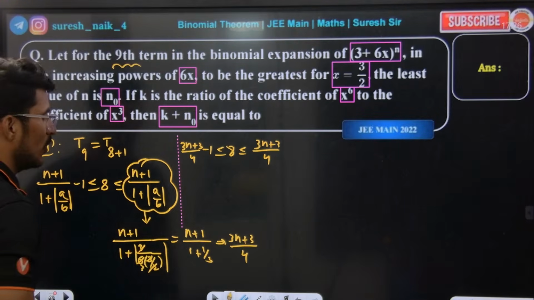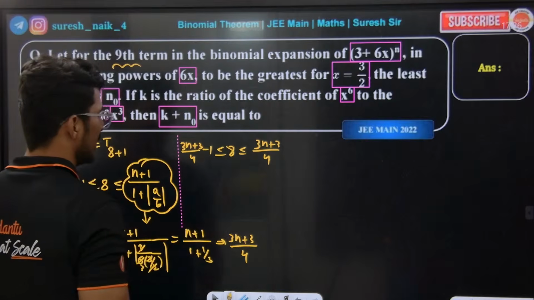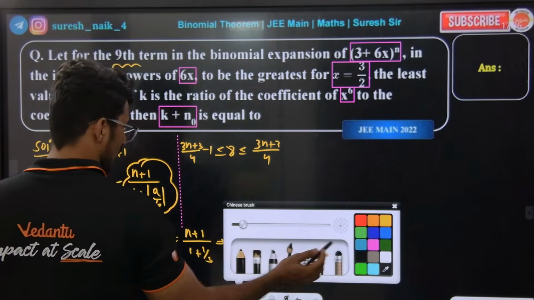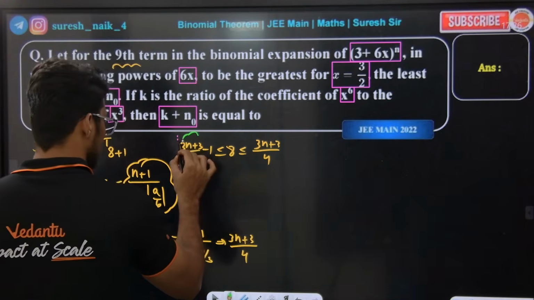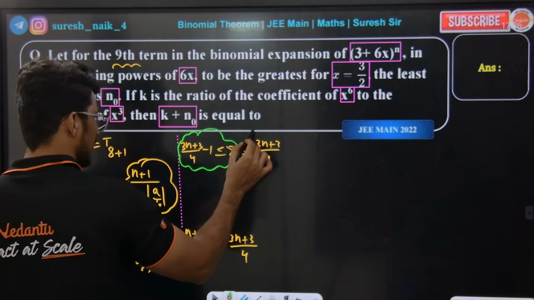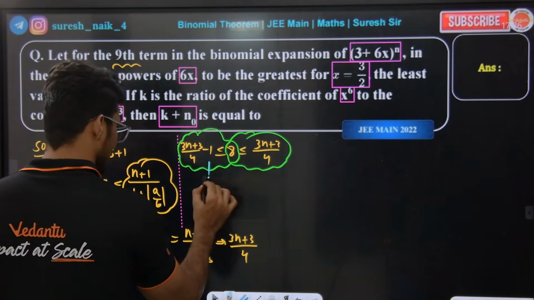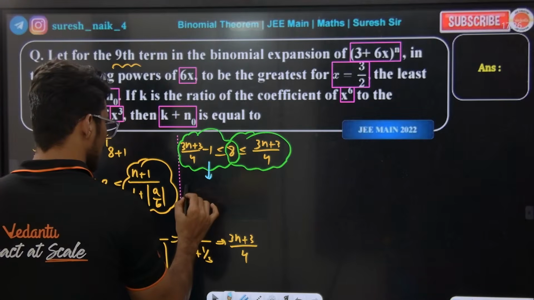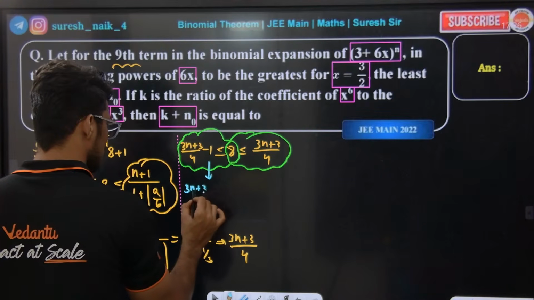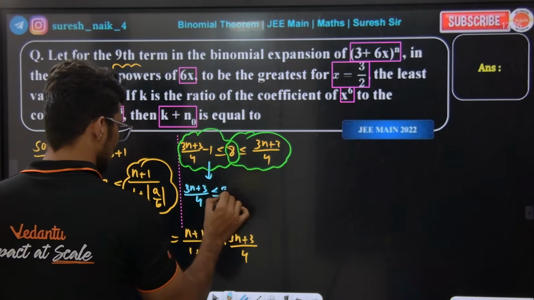புரியுதா? இப்போ நான் inequality சால்வ் பண்ண போறேன். இந்த inequality சால்வ் பண்ணி பாரு. இந்த inequality சால்வ் பண்ண என்ன வரும்? இந்த inequality and இந்த inequality செப்பரேட்டா சால்வ் பண்ணி பாரு. இப்போ இந்த inequality சால்வ் பண்ண என்ன வரும்? இந்த inequality சால்வ் பண்ணா எனக்கு (3n+3)/4 lesser than or equal to 9.